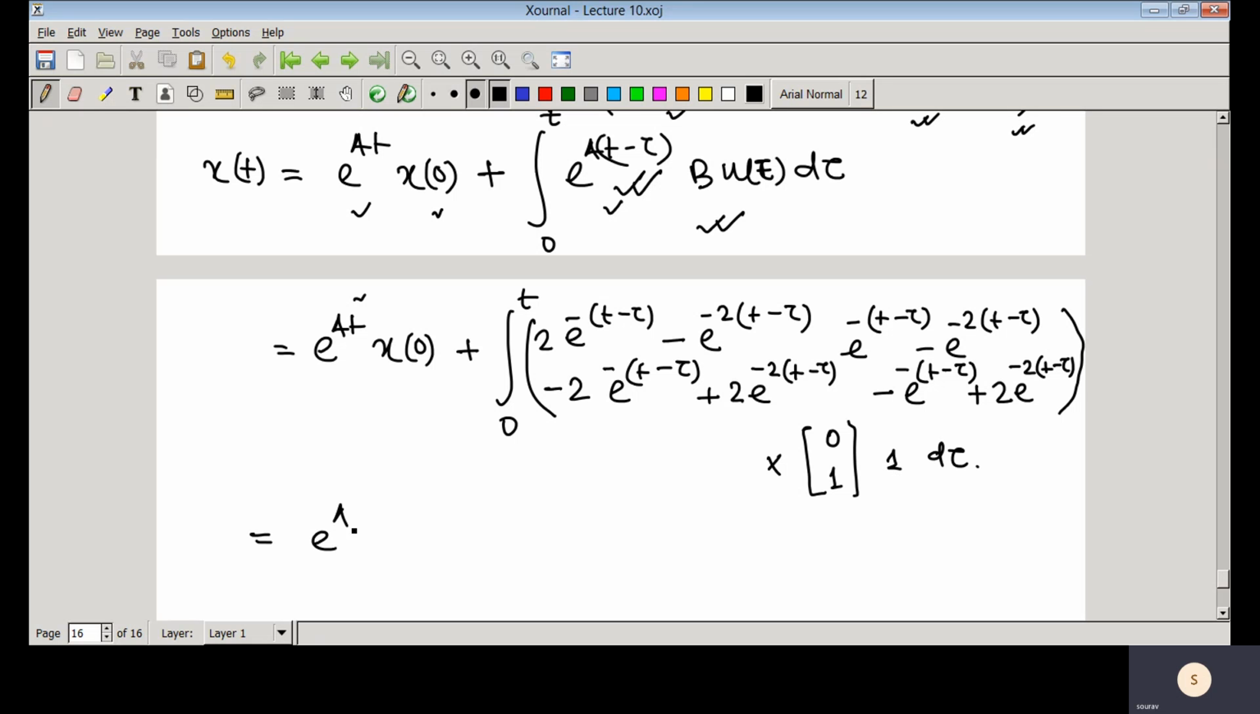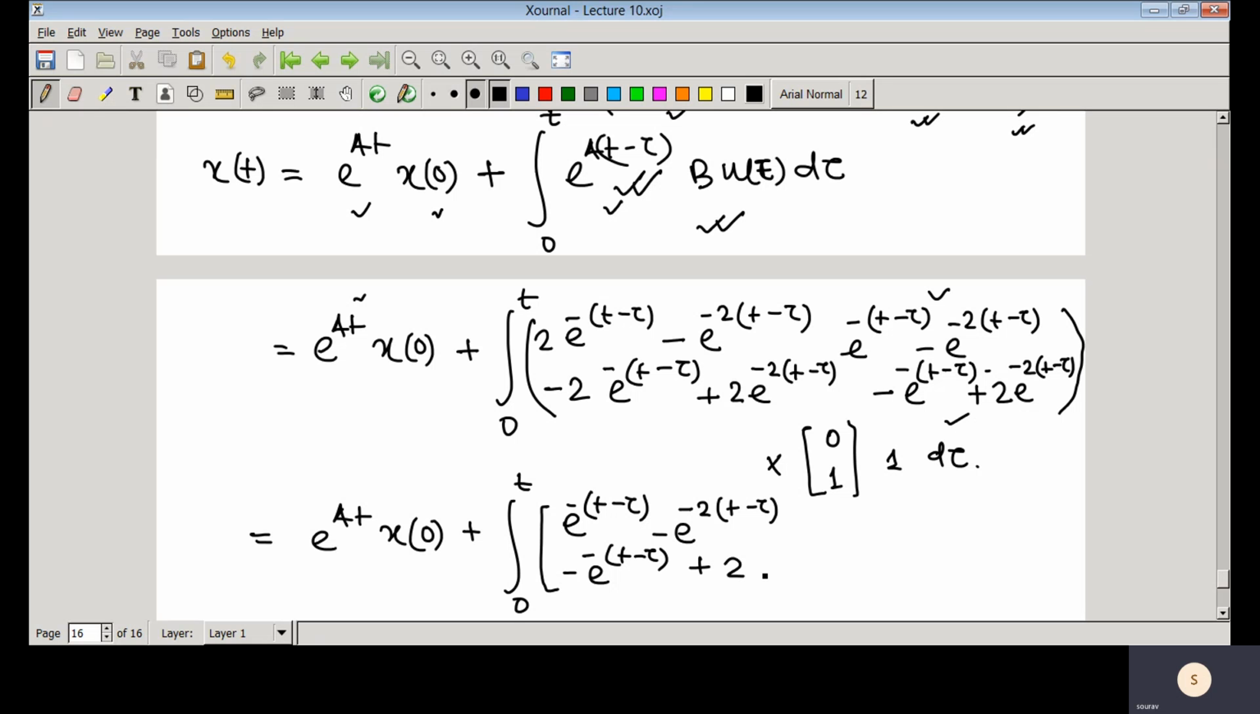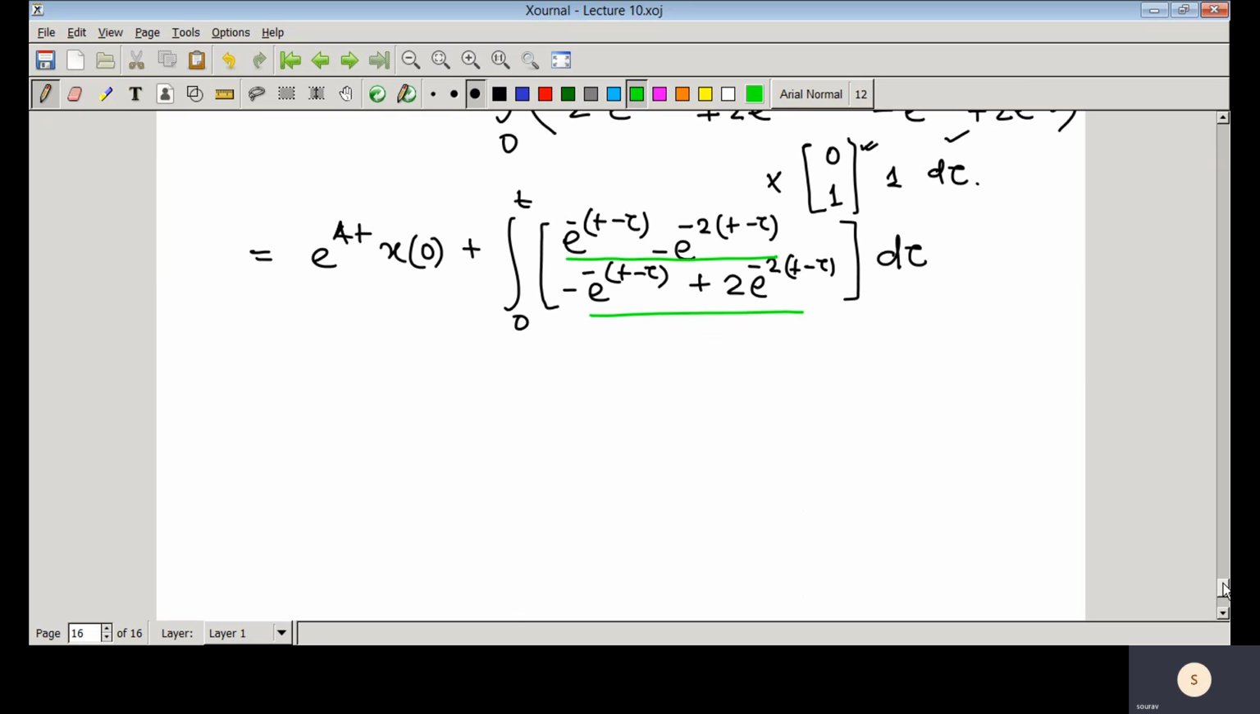So now if you multiply the term inside that integration, you have 0 to t. If you multiply it, you will be having only two elements, this element and that element. So that is e to the power minus (t minus tau) minus e to the power minus 2(t minus tau), and here you have e to the power minus (t minus tau), this term, plus 2e to the power minus 2(t minus tau). The reason is, this is a 2 cross 2 matrix, and you are multiplying with the 0 1 vector, that is that B matrix. So basically you will be having only this term and that term, and now this is d tau. Now if you integrate each individual term from 0 to t, what will you get?